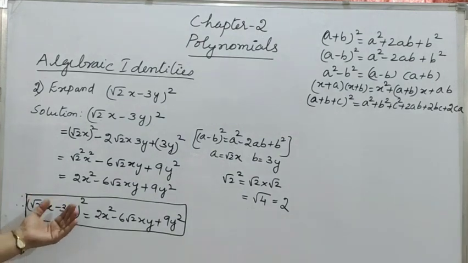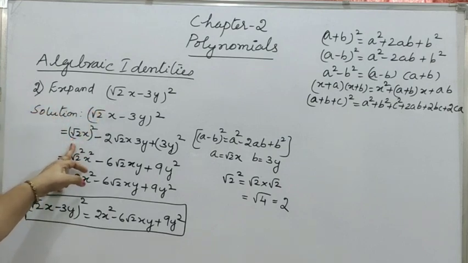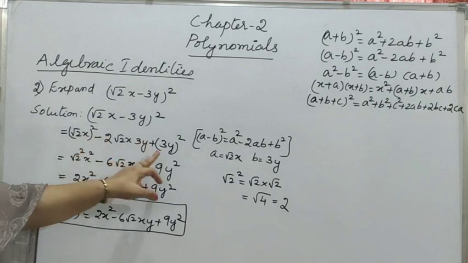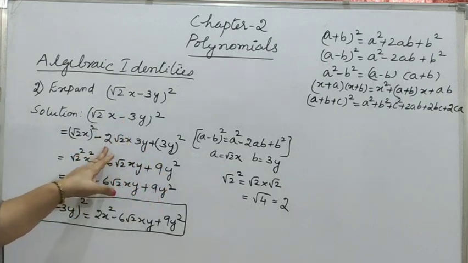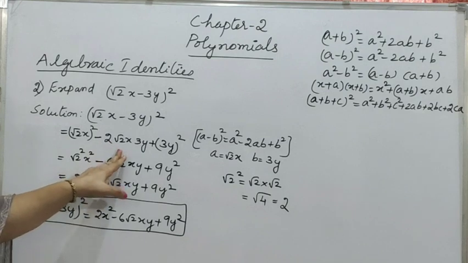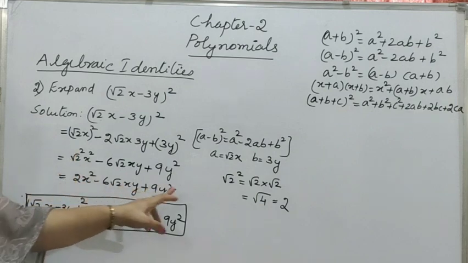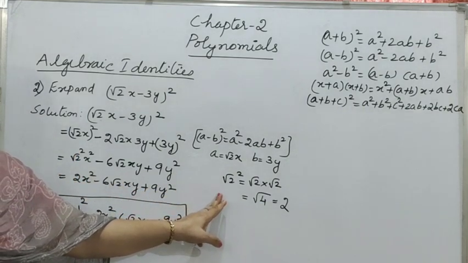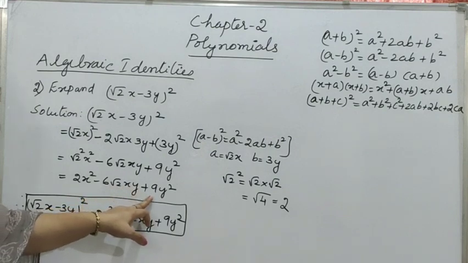Now what is the next step? Come to the left side and expand it. The first term is a square, means root 2x square. The last term is b square, it is 3y square. The middle term, sign minus, 2ab, 2 into root 2x into 3y. Now this is root 2 square, x square will come. Root 2 square means 2. You got the steps here. Root 2 square means root 2 into root 2, that is root 4 equal to 2. So we are getting 2x square minus 6 root 2 xy plus 9y square.